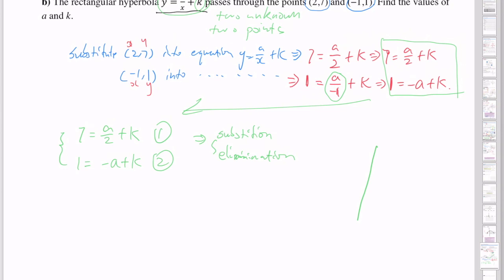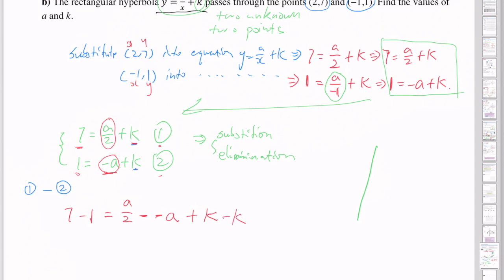Okay, so now I'm going to do elimination. You see here k, so I can use equation 1 take away equation 2. On my left hand side, 7 and 1, so 7 minus 1 equal to, now let's focus on the right hand side. I'll have a over 2 and -2. So I'm going to use equation 1 minus equation 2. So equation 1, a over 2 minus, now it's minus -8 plus k minus k. The first k is from equation 1, the second k is from equation 2.